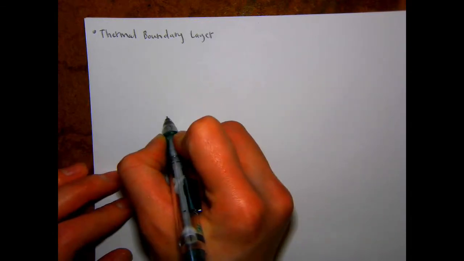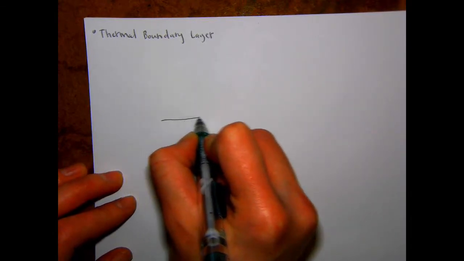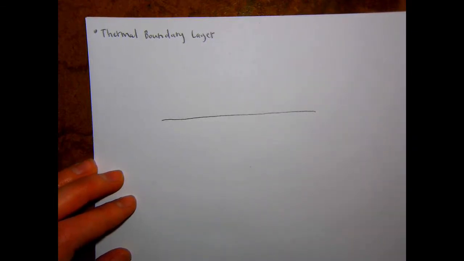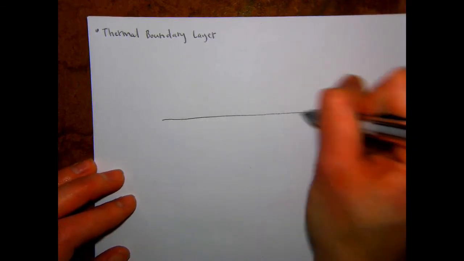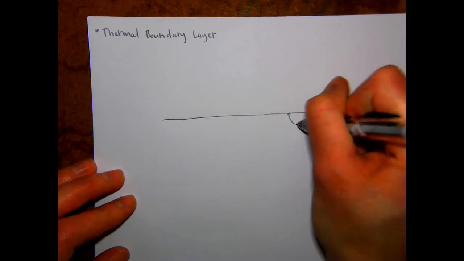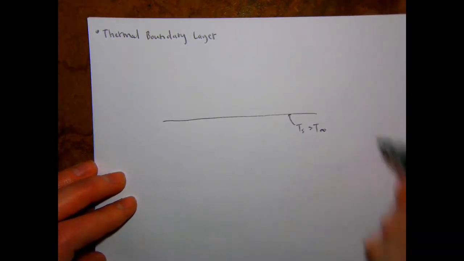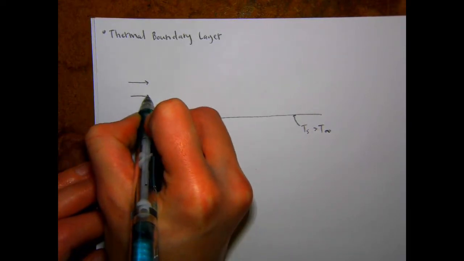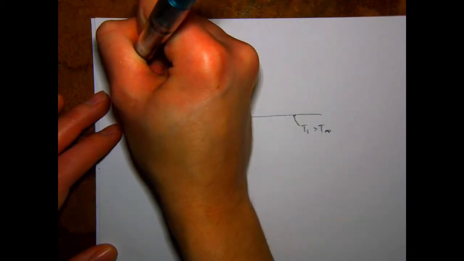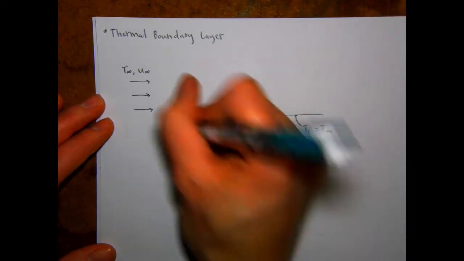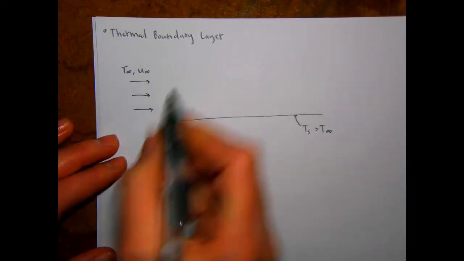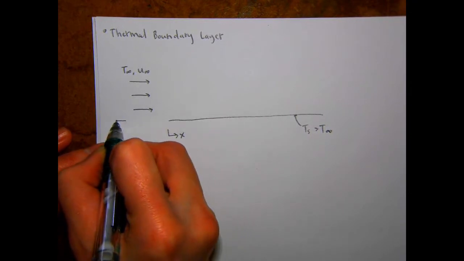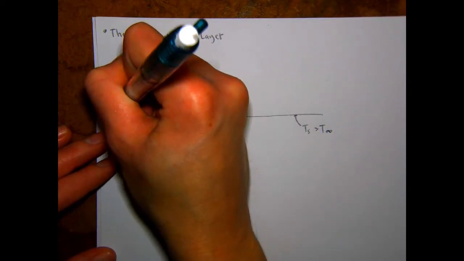So let's take, again, a flat plate. This time we're going to say the plate has some temperature, T sub S, different from the temperature of the ambient flow. And then we'll have, again, some uniform free stream that has temperature and velocity T infinity and U infinity. We have the same X and Y dimensions.